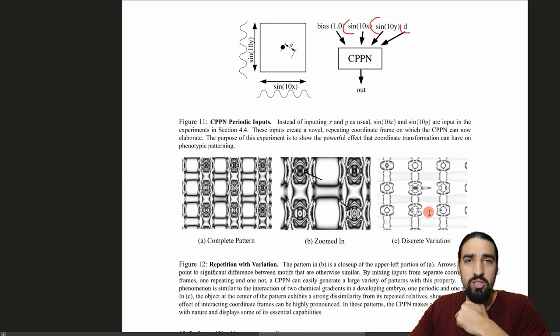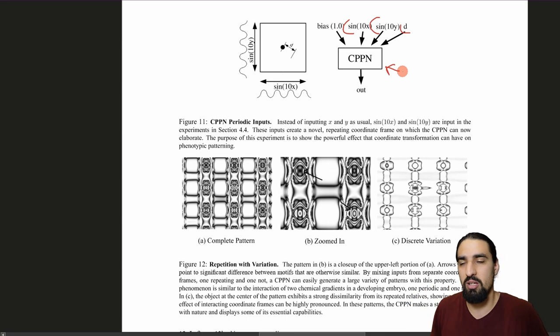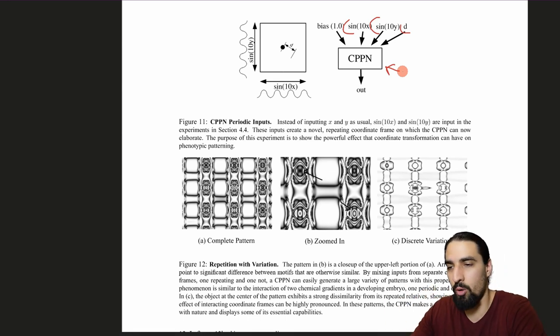And now you may think to yourself, now this is cheating, because why would you input sinusoids instead of just your regular x and y coordinates? And the thing is, this is just kind of a convenience, because CPPNs could in theory learn without any problem to combine, because they do have sines at their disposal when composing the CPPN itself. So they could learn the same thing. This is just for convenience.